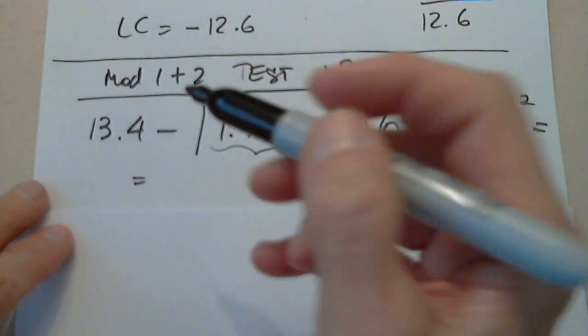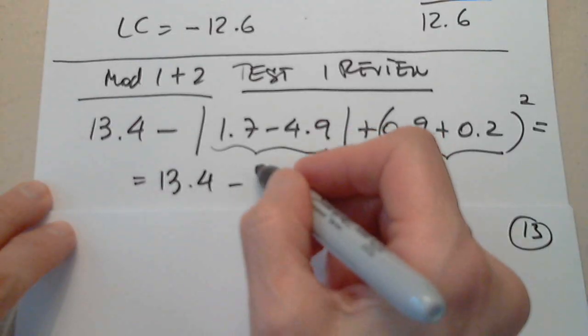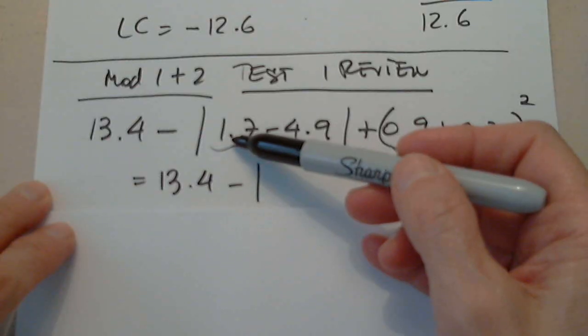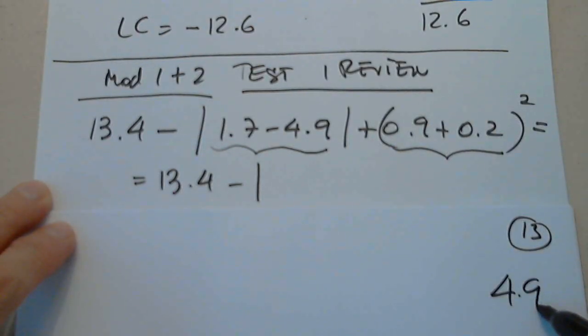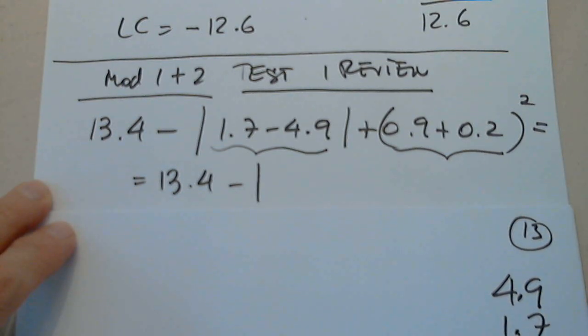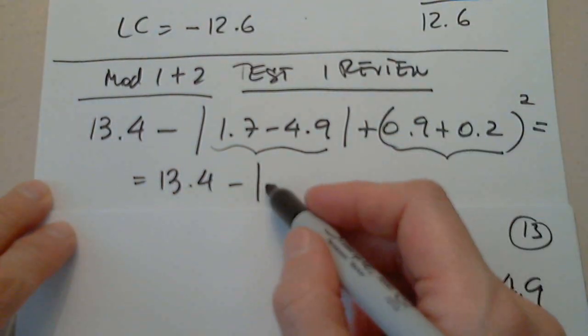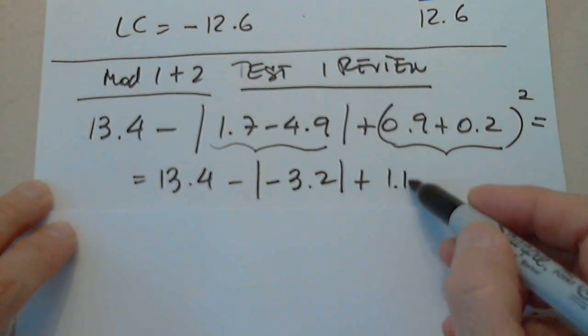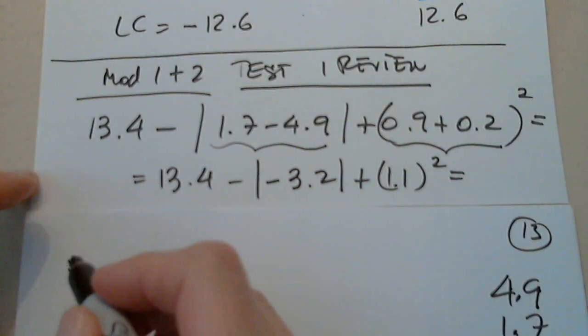Good. So here I have 13.4 minus. Now, I know that the negative 4.9 is stronger than 1.7, so I have 4.9 to subtract 1.7. When I subtract or add, remember the decimal points have to line up. So 7 subtracted from 9 is a 2, and 1 subtracted from 4 is a 3. So this is indeed negative 3.2 plus. When I add these, I get 1.1, and I square that. Perfect.